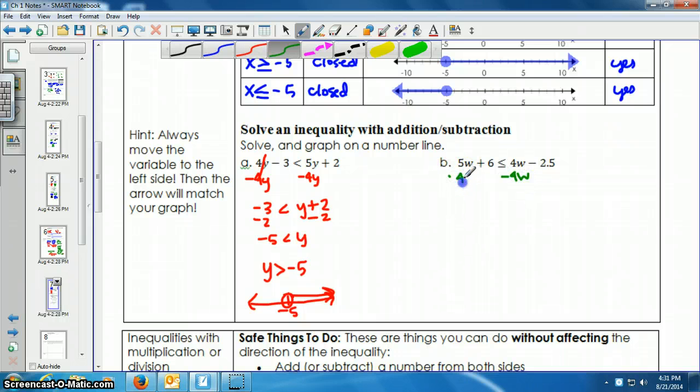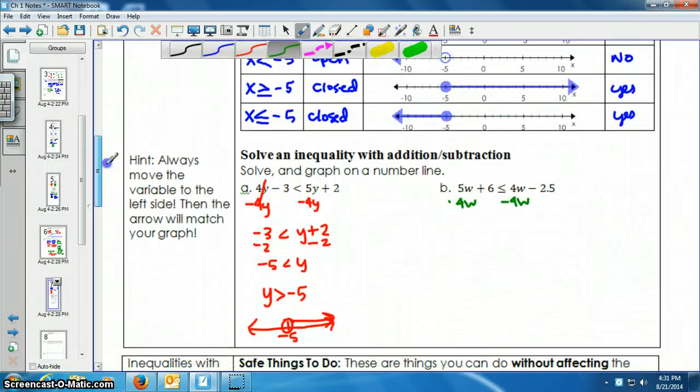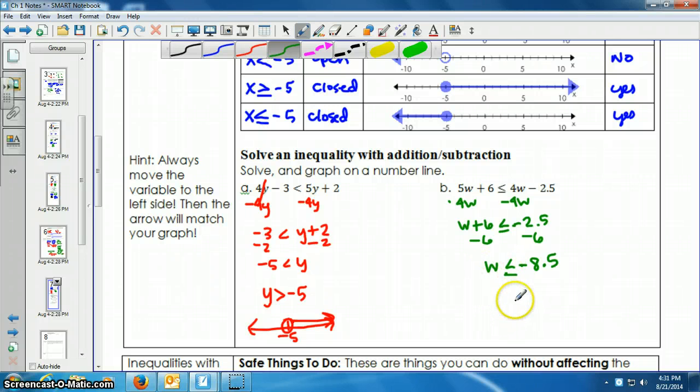First step, subtract the smaller variable. That way you don't deal with any negatives. And we would wind up with w plus 6 is less than or equal to -2.5, and then subtracting your 6, and w is less than or equal to -8.5. And so our arrow is pointing, since our variable's on the left and it's pointing to the left, then we know our graph is going to go that direction if we were to graph it.